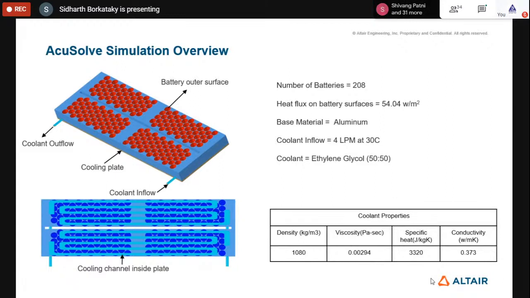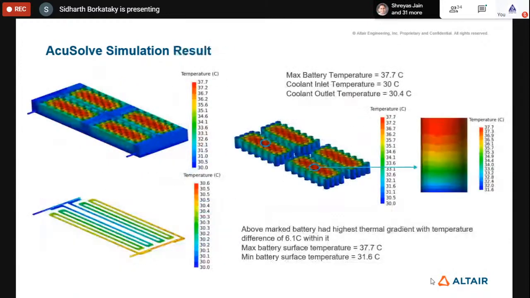Taking all this data, this CAD model along with these boundary conditions, we tried to do our first simulations. Based on the first simulations, we got a very in-depth idea, where we can see a rise to around 37.7 degrees centigrade maximum temperature at the battery's top surface. And the minimum is around 31.6 degrees centigrade.